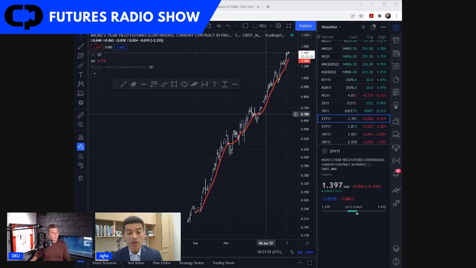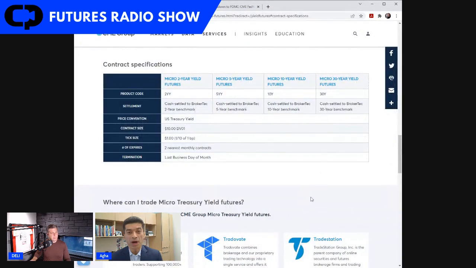We have four of them: 2-year, 5-year, 10-year, and 30-year. They settle to the benchmark rates of our cash treasury trading platform, which is called BrokerTec. And it's fantastic to have both cash trading and futures trading under the CME umbrella. In fact, micro yield contracts are one great example of how all aspects of interest rate trading come together at CME.